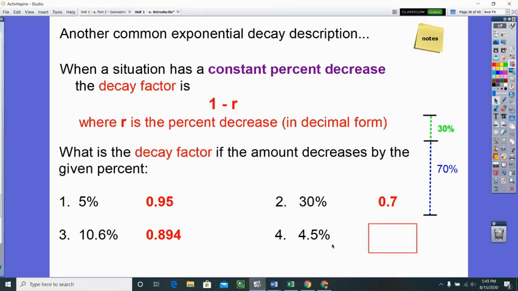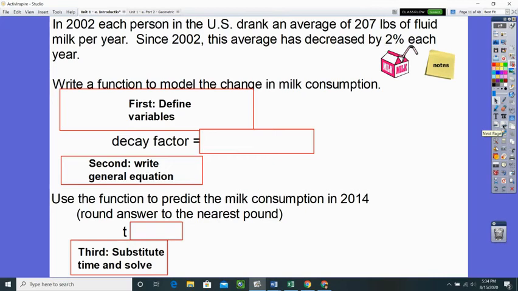And the final one, number 4, 4.5%. Now there's two directions you can go. You can take 100% minus the 4.5% and then change it to a decimal. Or you can change the percent 4.5 to a decimal and then subtract it from 1, which would represent the 100%. Either way, did you get 0.955?